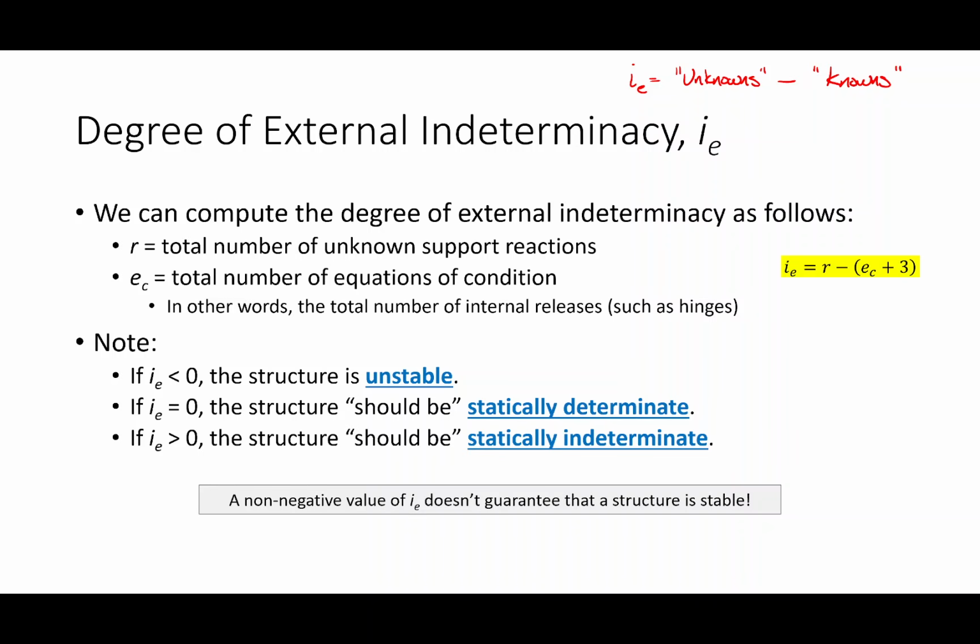Now, if I have an I value of 0 or an I value that is positive, I say that the structure should be stable. In other words, it should be determinate, or it should be indeterminate. And I use that term "should" very carefully, because a non-negative value of I does not guarantee stability, okay? Now, if it is negative, the structure is unstable. I don't care what's going on. If I is negative, the structure is unstable, period, okay? But if I is non-negative, if I is 0, or if I is positive, it should be stable.